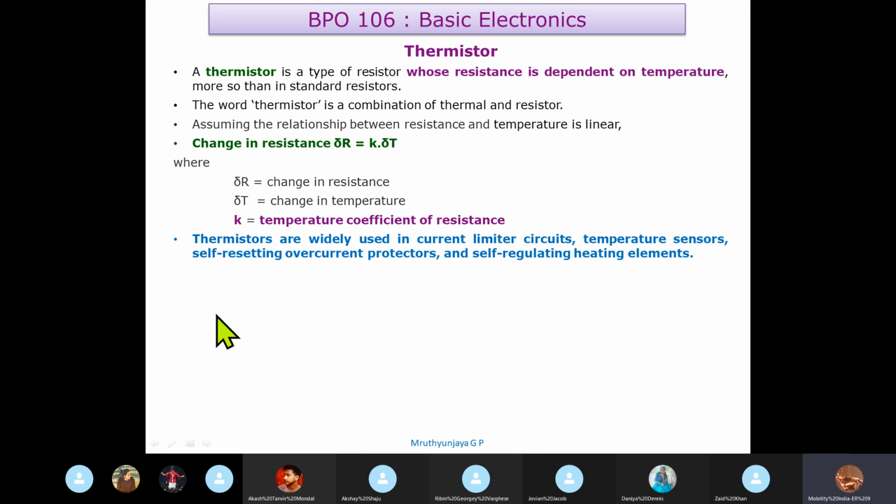Where are they used? They are used in current limiter circuits, temperature sensors, self-resetting overcurrent protectors, and self-regulating heating elements. These are a few applications of this thermistor. Again, from an academic point of view, what is a thermistor? It can be a question. We have to tell it's a resistance which varies with temperature. Equation: change in the resistance is delta R equals K into delta T, where K is the temperature coefficient of resistance. You have to bring this out in the answer, along with typical examples or applications where they are used.